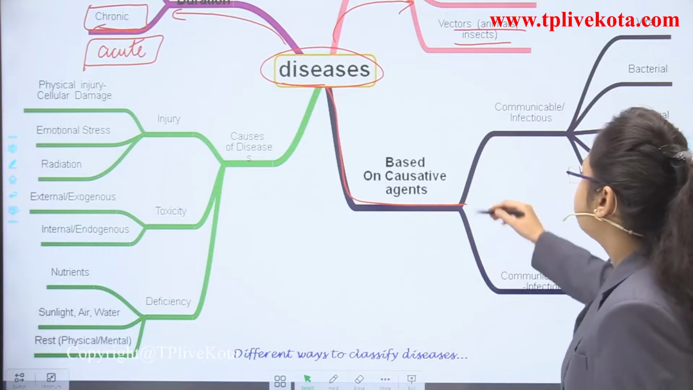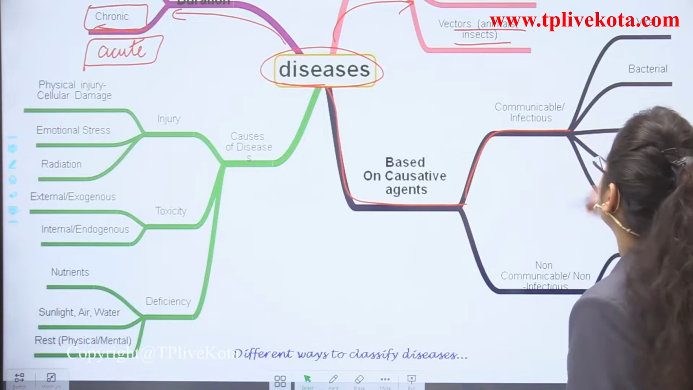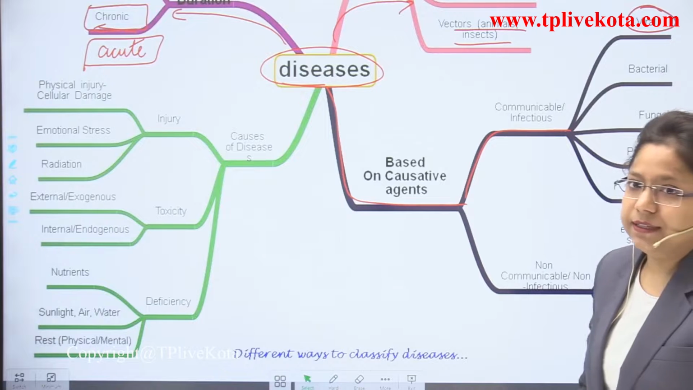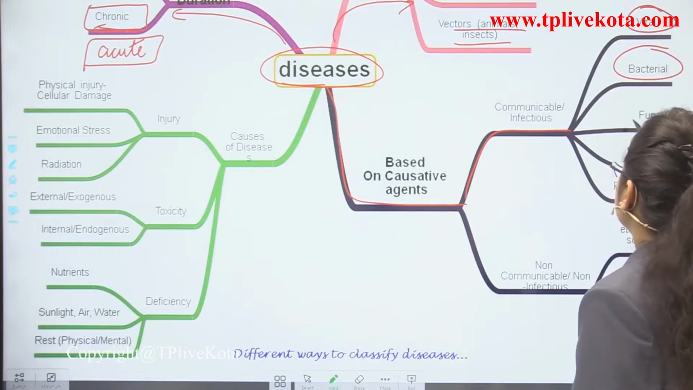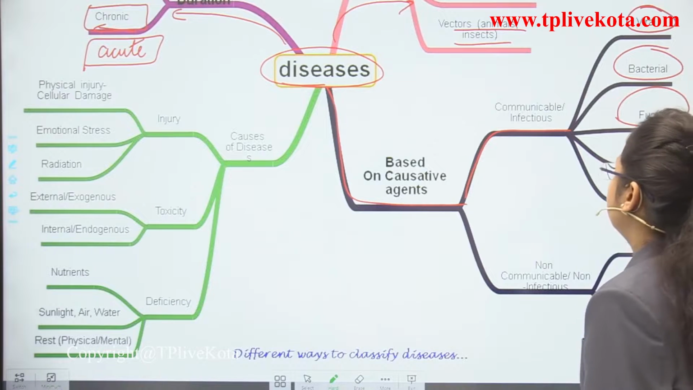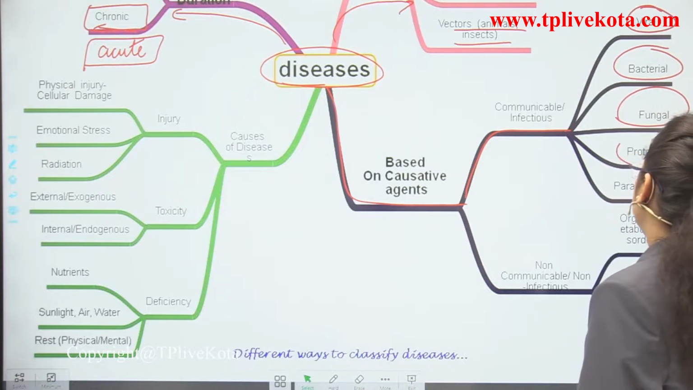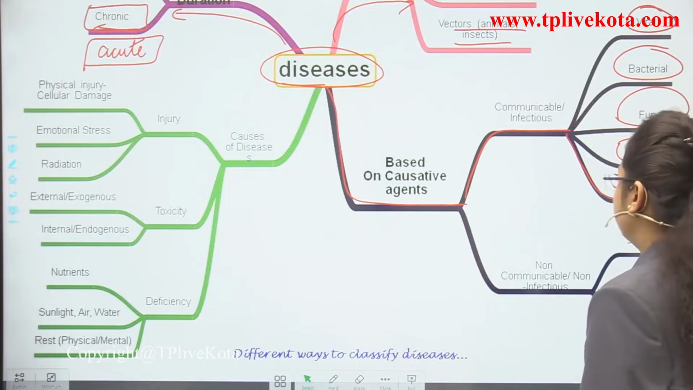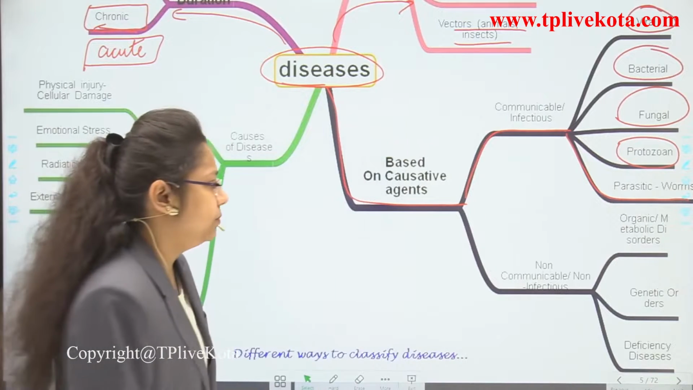So let us see the communicable diseases, which are infectious. They can be caused by viruses, so they are known as viral diseases. They can be caused by bacteria, known as bacterial diseases. Caused by fungi, they are known as fungal diseases. And last, protozoa, known as protozoan diseases, and even parasitic worms. So they are just based on the causative organisms.